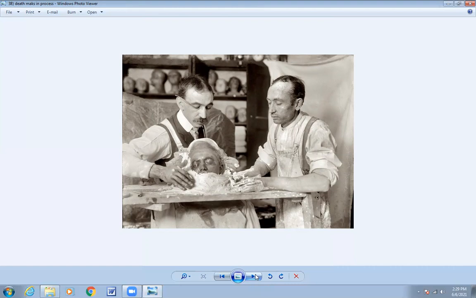Now they do put a release agent on there, and that makes it easier to remove the mold without causing any injury or damage to the remains. After it's cured, it leaves an imprint, and that is where you pour your replications of a variety of materials. Now, if you choose to have a death mask made, there are some details you definitely want to address.